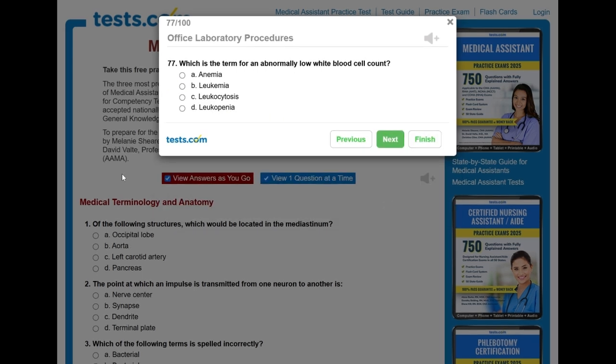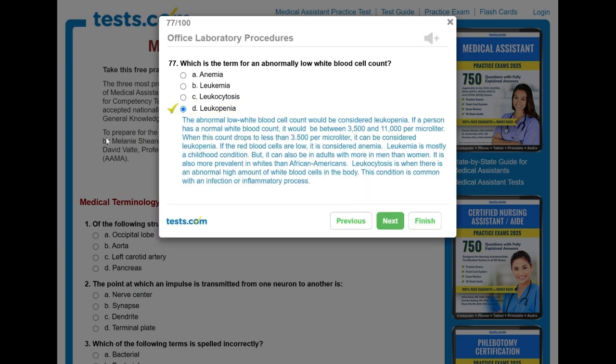Question 77. Which is the term for an abnormally low white blood cell count? A. Anemia, B. Leukemia, C. Leukocytosis, D. Leukopenia. The abnormal low white blood cell count would be considered leukopenia. If a person has a normal white blood count, it would be between 3,500 and 11,000 per microliter. When this count drops to less than 3,500 per microliter, it can be considered leukopenia. If the red blood cells are low, it is considered anemia.